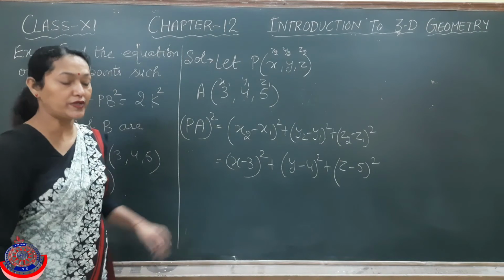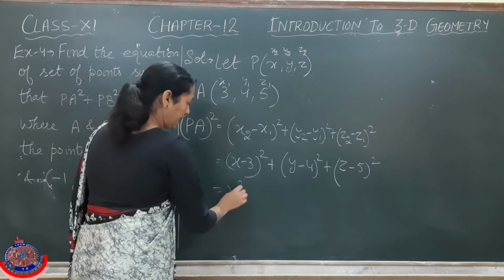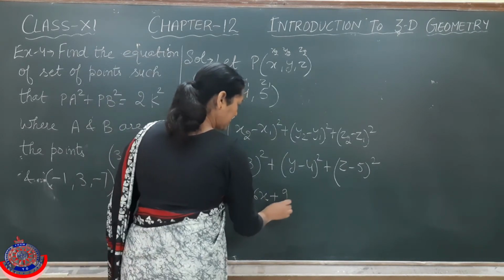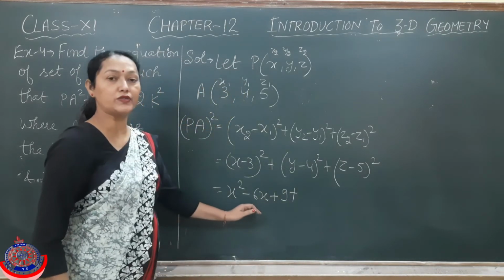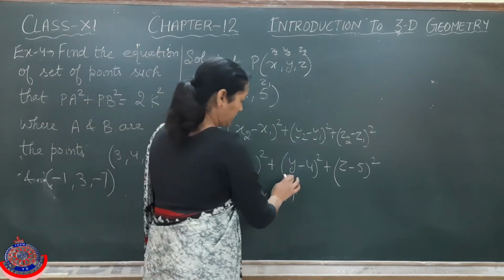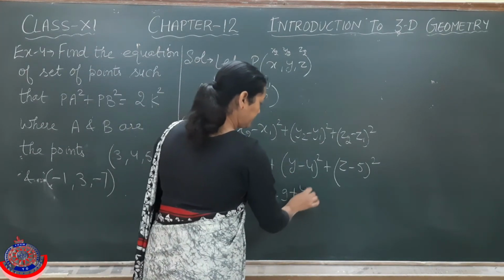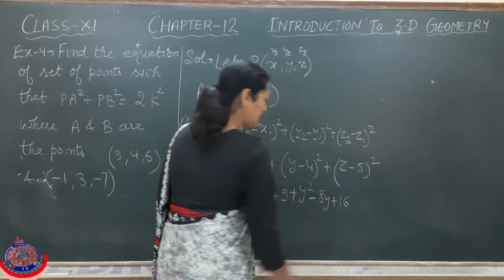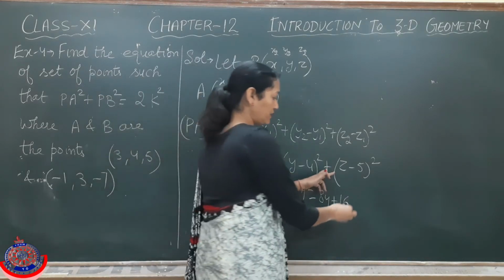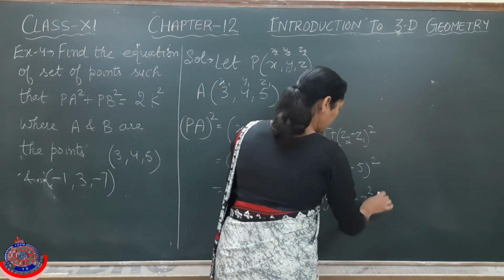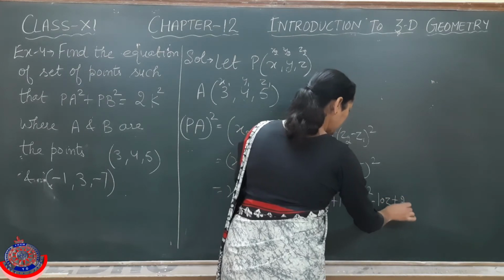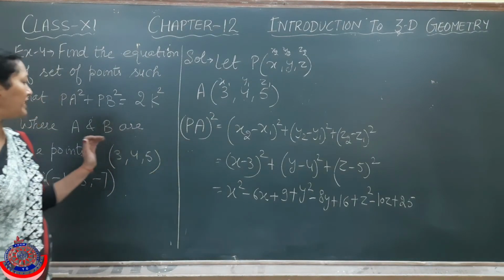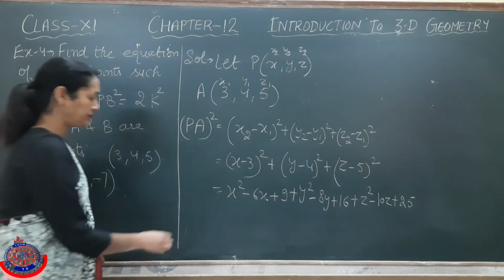Now if we open the squares, we will be getting x square minus 6x plus 9, using a square minus 2ab plus b square. Then y square minus 8y plus 16. Same way here, a minus b whole square will give us z square minus 10z plus 25. As we have obtained PA square, in same way we can obtain PB square also.